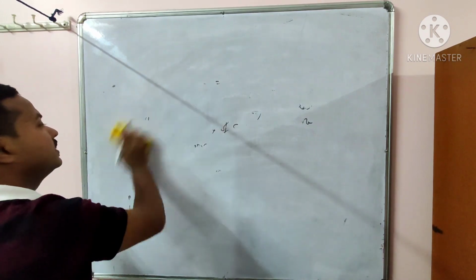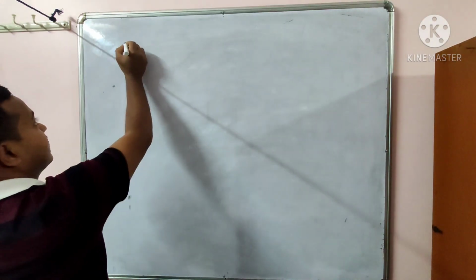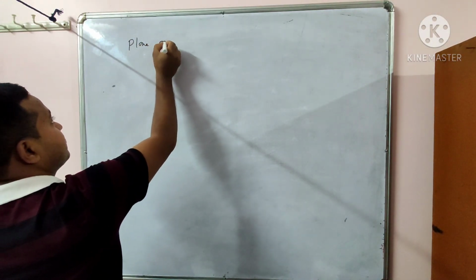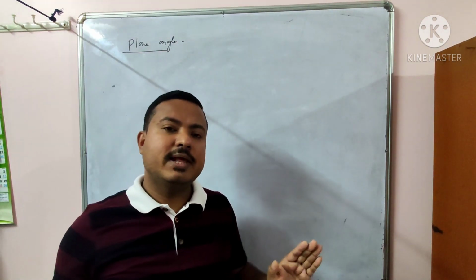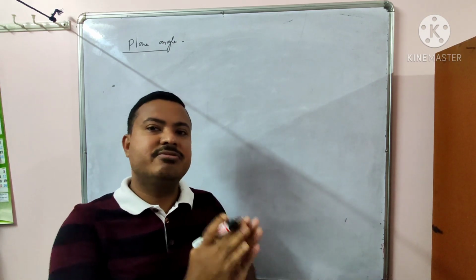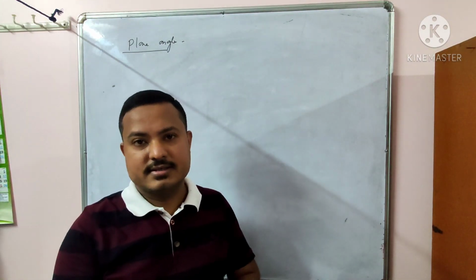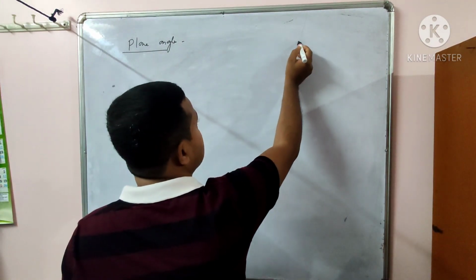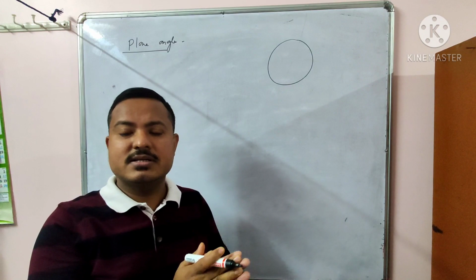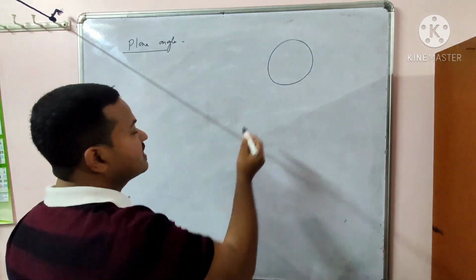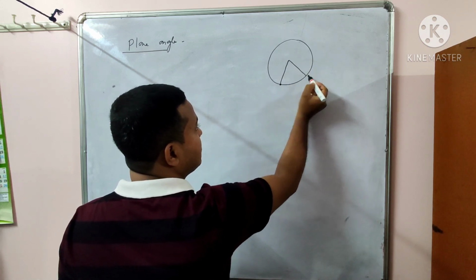Now let me discuss plane angle and solid angle. So what is plane angle? What is the basic difference between plane angle and solid angle? First of all, plane angle is defined in the 2-dimensional case, and solid angle is defined in the 3-dimensional case. For example, just consider a circle. You know the basic difference, circle and sphere. Circle is 2 dimensional and sphere is 3 dimensional. So just consider a circle, and suppose this is the arc of the circle.